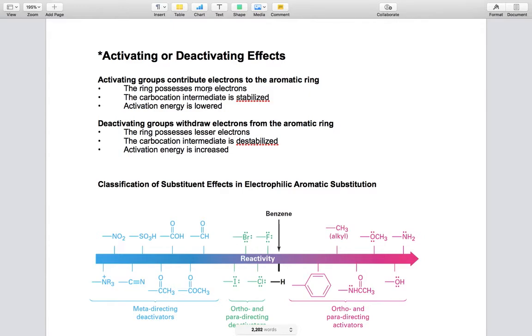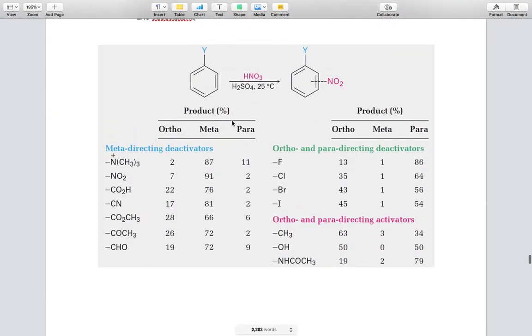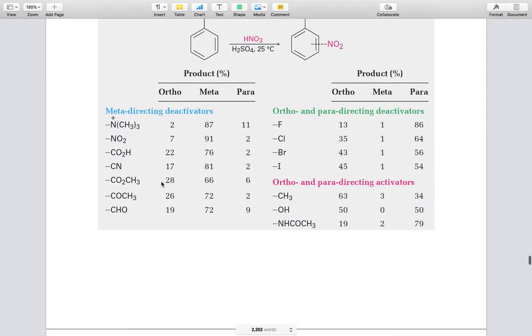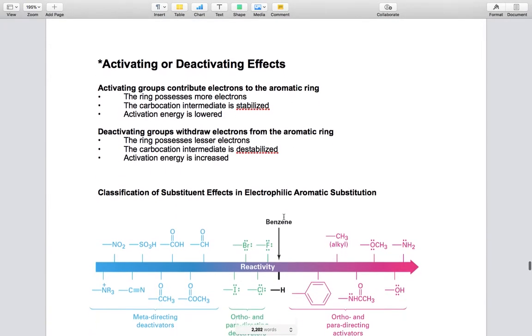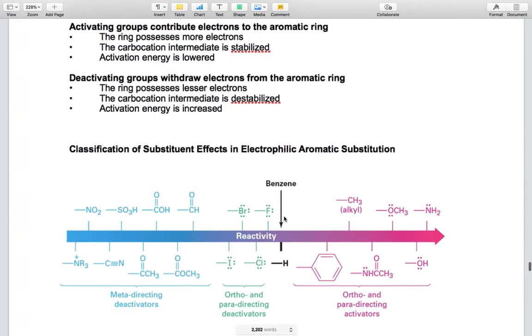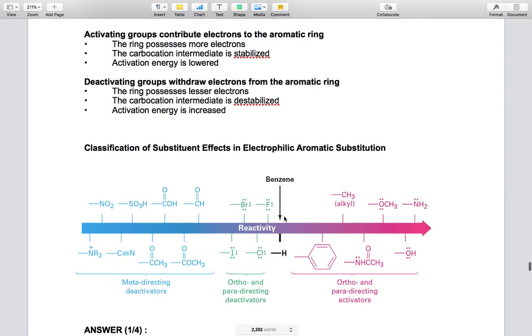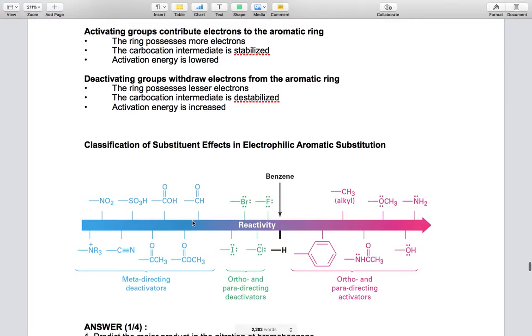Ang deactivating naman ay just the opposite of the activating groups. So sa lahat ng mga functional groups na nandito, ang activators lang ay etong mga to. Okay. But we also have here the complete list ng functional groups and substituents and their reactivity. So yan. Yan sila, okay? Ito yung mga functional groups natin or mga substituents and their reactivity.